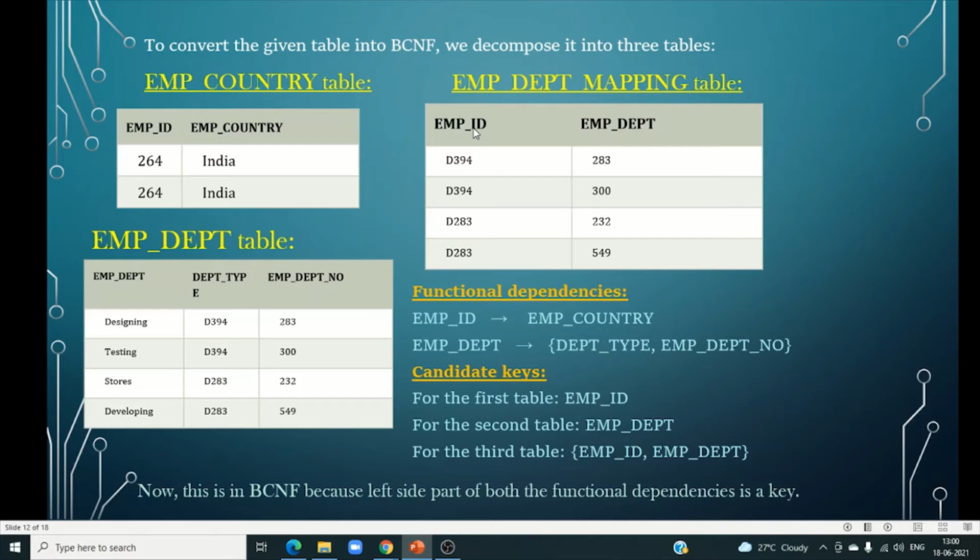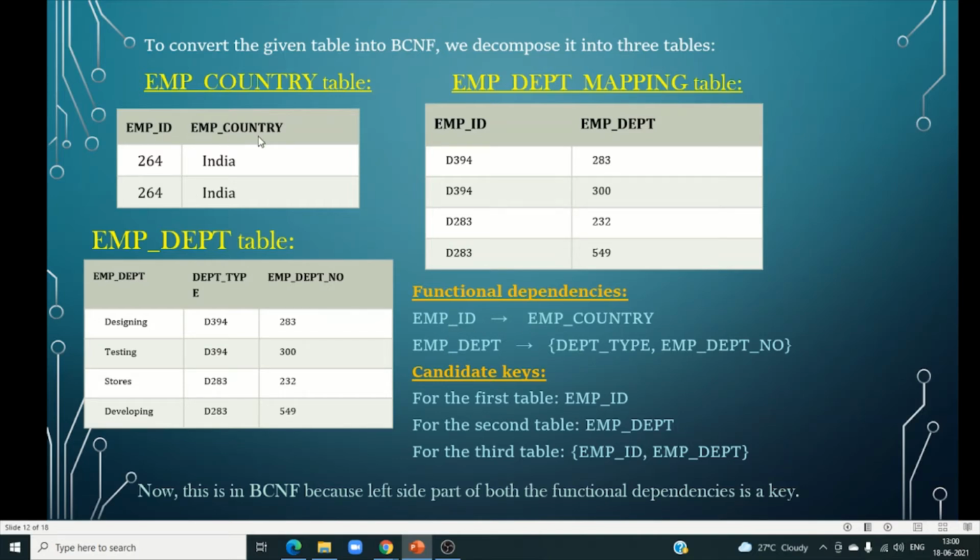And in this employee department mapping, which department does the employee belong to? This employee ID D394 belongs to some 280. Oh, sorry, these are department numbers. Okay, 280. Employee belongs to 283. What is 283? Designing. D394 employee ID belongs to the 300 department. 300 is the testing.